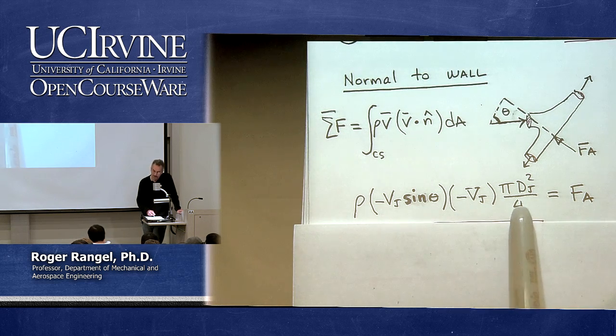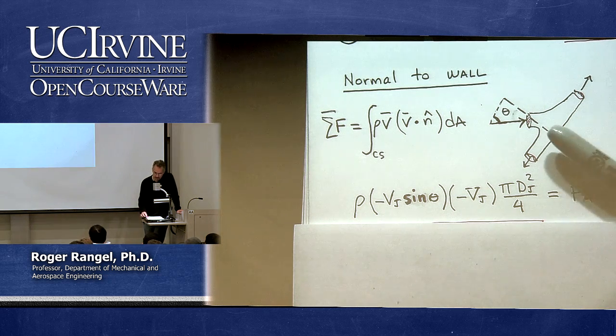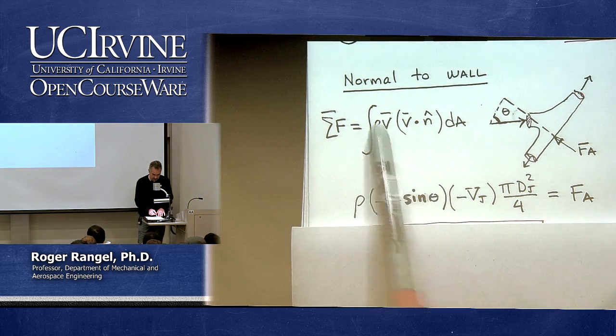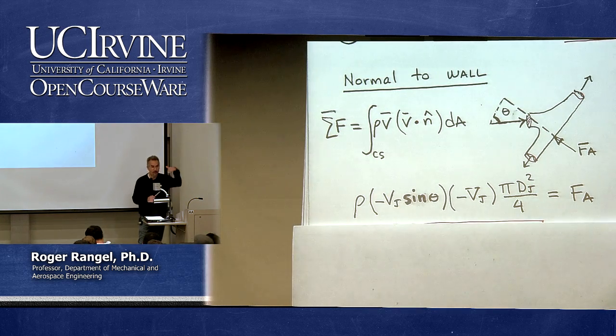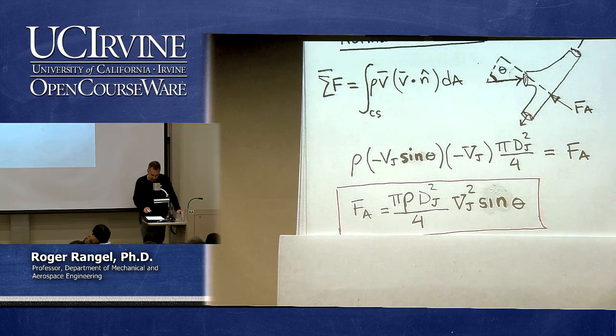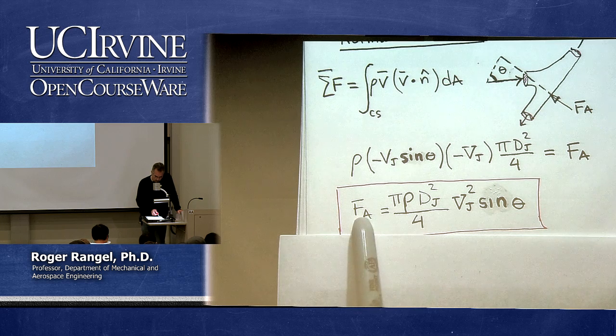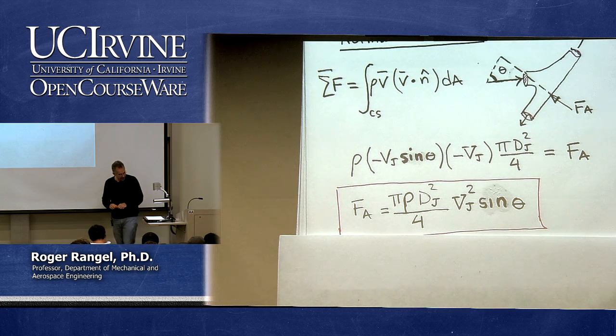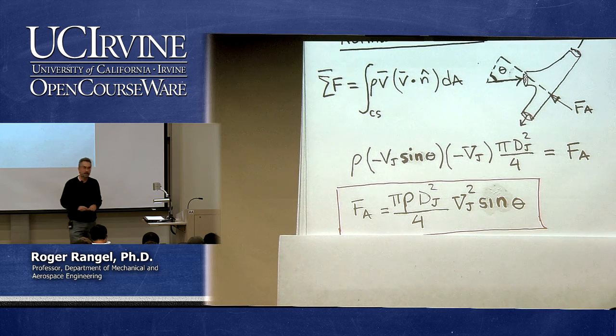Area of the jet, and then on the right-hand side, the force, which is only one, is the force that is holding the wall in place. So that's how you have to be careful when you're looking at this type of term, when you have to find components. From there, you simplify it a little bit. You get that the force to hold the wall in place is just pi rho dj squared over 4 Vj squared, the product of the two Vj's, times sine theta. And that answers the first question about what the force is.